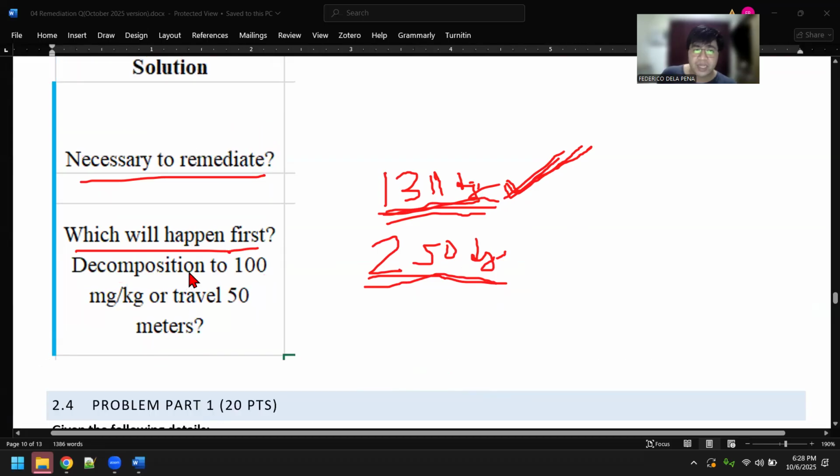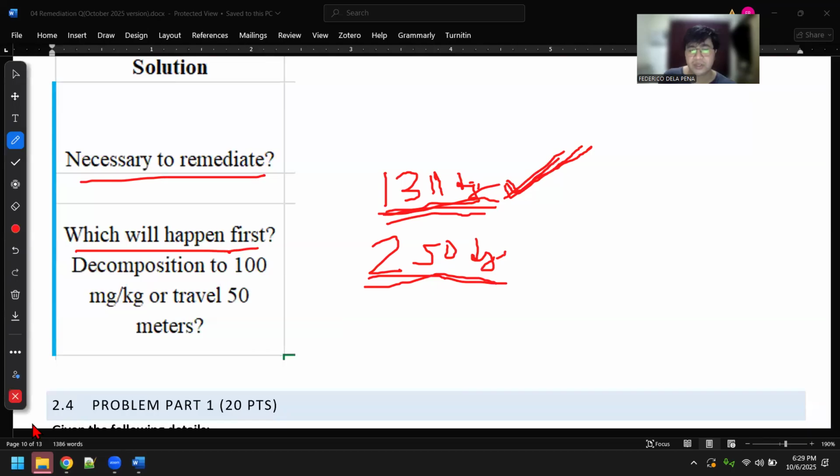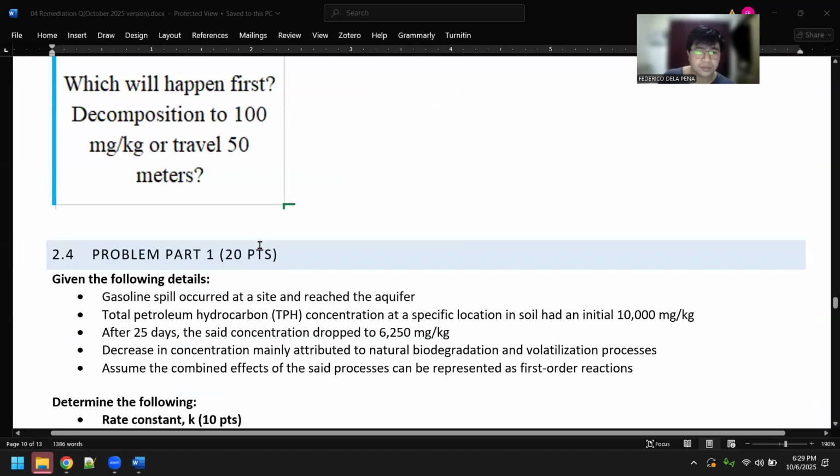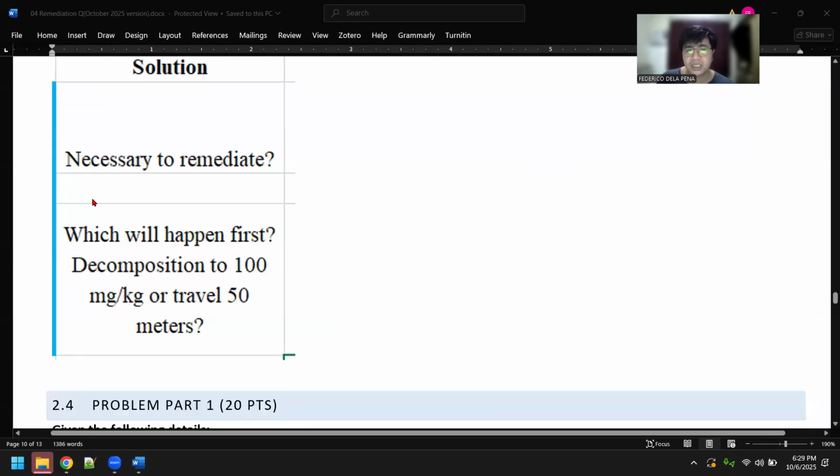Therefore, we don't really need to do any remediation given this scenario. Okay? Given all these constraints, it's not necessary to do any remediation. So essentially, just do nothing. Just let the microbes, let the natural degradation of the contamination occur.